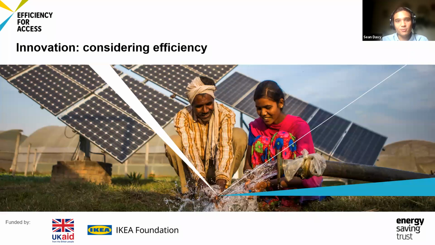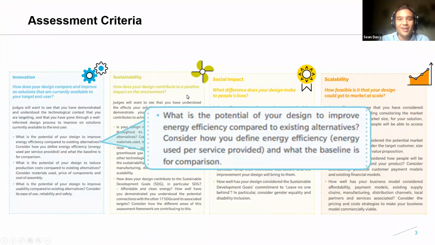So remember, this year's webinars are organized around the different elements of the assessment criteria, and so will be something you will have to address in your own design process. Today's session is our first in this series on innovation. Specifically, the question highlighted here: what is the potential of your design to improve energy efficiency compared to existing alternatives? Consider how you define energy efficiency and what the baseline is for comparison.